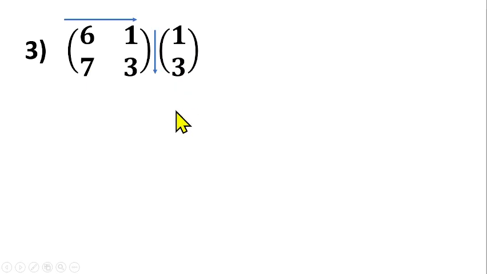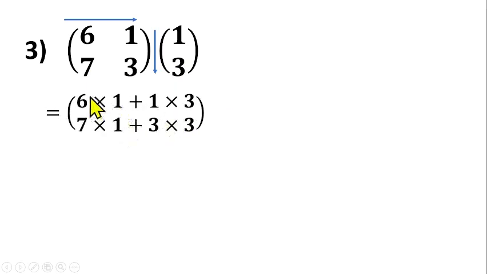Do we understand that? So let's see that in action. We have 6 times 1 plus 1 times 3. The row will multiply the column. 6 times 1 plus 1 times 3, that's for the first one here. Then the next one here, we have 7 times 1 plus 3 times 3, which is this. Because the first row will multiply this column, it will give us this answer. Then the second row also will multiply this column, and will give us this second answer as well.